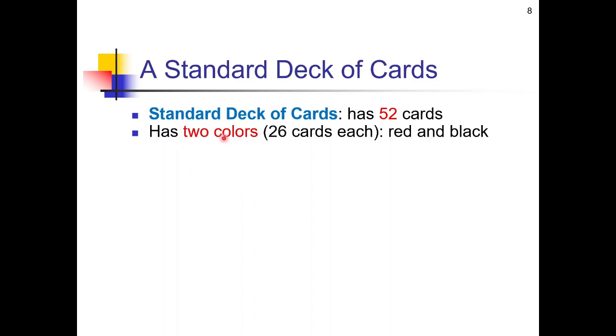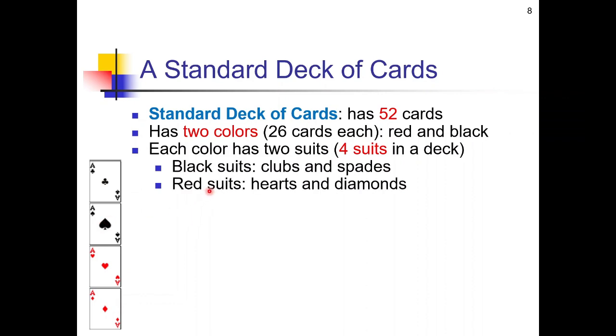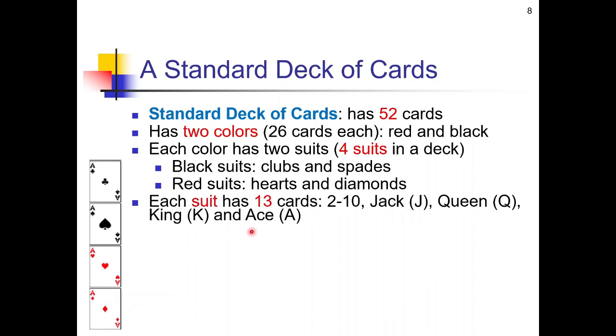That's 2 colors, 26 cards in each color, red and black. And each color has 2 suits. So that's a total of 4 suits in the whole deck. And you can think of these suits as kind of like families. So the 4 suits, there's 2 black suits. Those are the clubs and the spades. And there's 2 red suits. That would be the hearts and also the diamonds. Each of these suits or families has 13 cards within it.